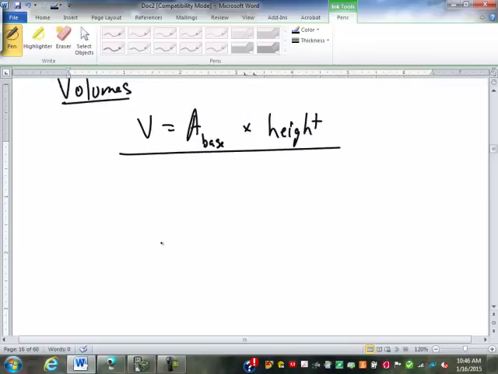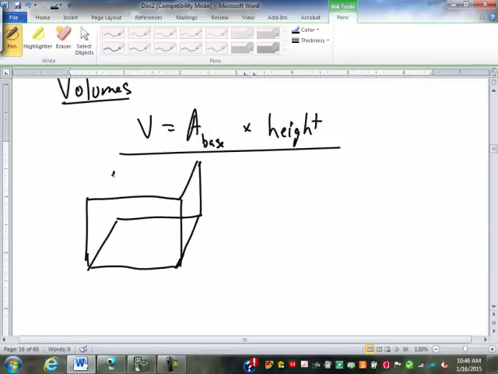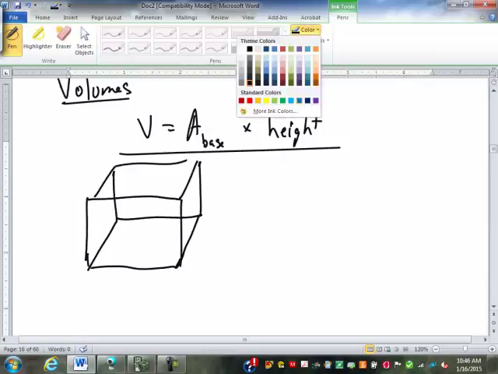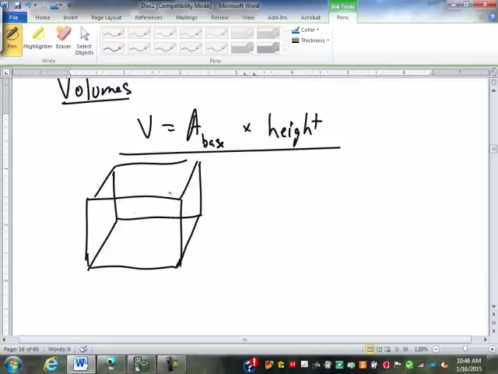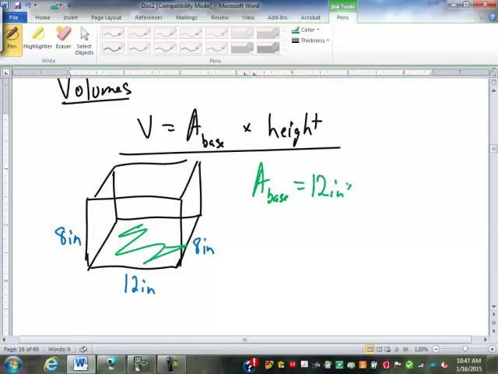So when we have one of these boxes, or rectangular prism as they're called, now any of those rectangles could be the base, but in a box we just typically choose it to be the bottom. So let's say this is 12 inches, 8 inches, and 8 inches here. The area of the base, we treat this as the base, is just going to be 12 inches by 8 inches, or 96 inches squared.